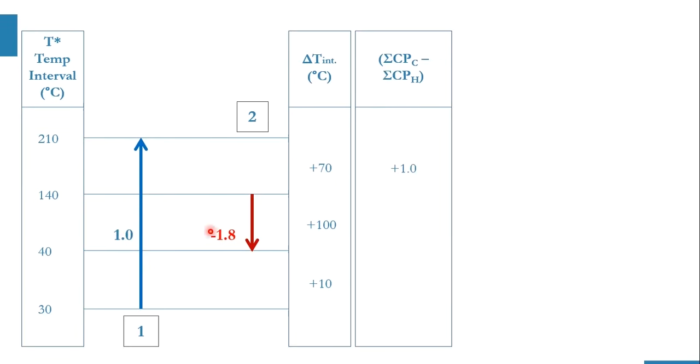In the second region, where there is a delta T of 100 degrees centigrade, both these streams are involved. So that will be Cp of H minus Cp of C. So that will be minus 0.8. Don't confuse this with minus. Don't take it as 1 minus minus 1.8. So minus minus will be plus. Don't take it like this. You can even not consider this minus, and take it directly as 1 minus 1.8. But this minus 1.8 is just for the sake of easiness.